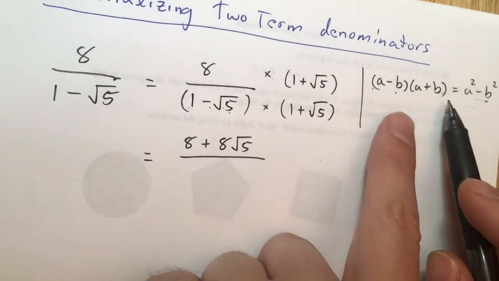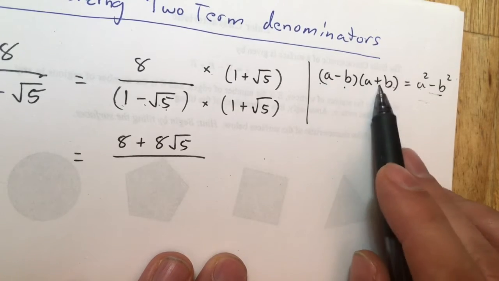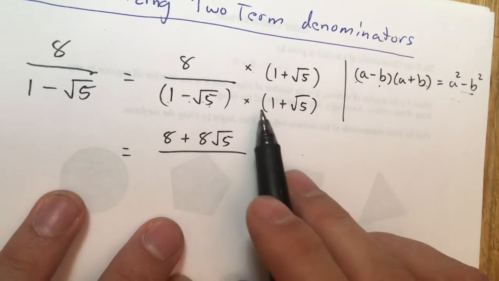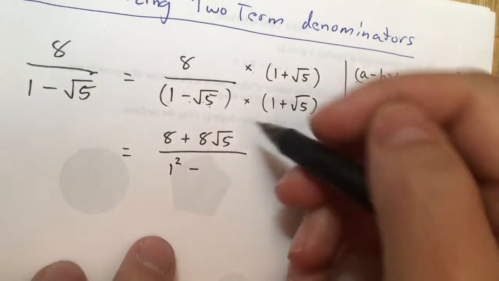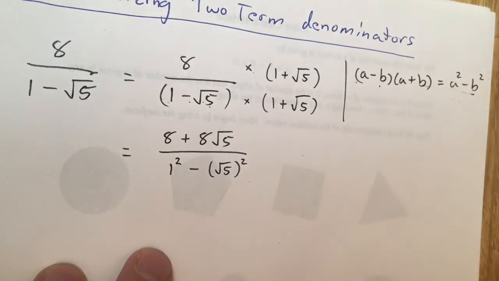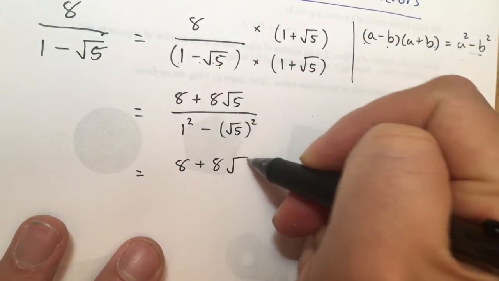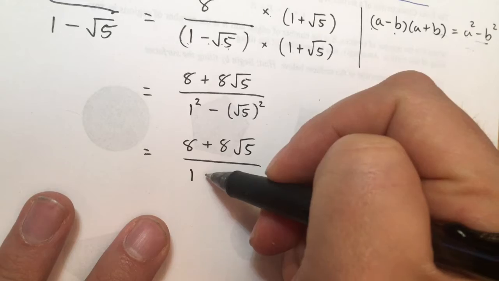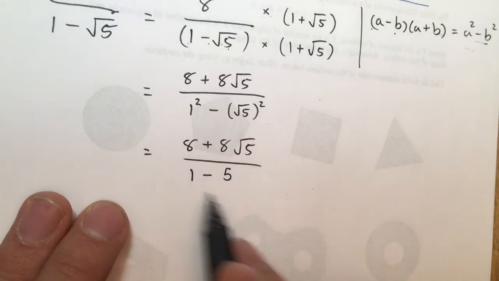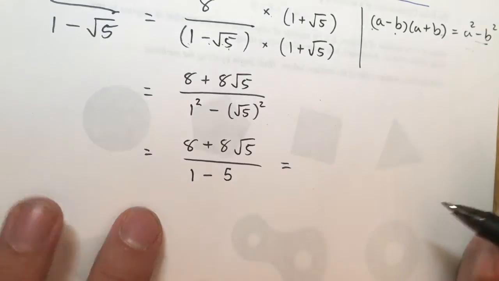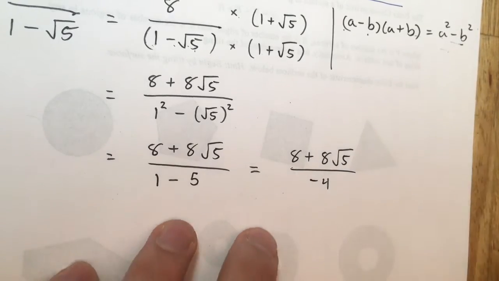Denominator. Well, look, here's my formula. You can multiply this out term by term, but just look at the formula. The formula says that if you have a minus b times a plus b, you get a squared minus b squared. So we know what this is going to become. It's going to become 1 squared minus root 5 squared. Well, that's nice because 1 squared is just 1, and root 5 squared is just 5. Oh, and I can simplify this. 1 minus 5, let's go to the right here, so save some paper. 1 minus 5 is negative 4.